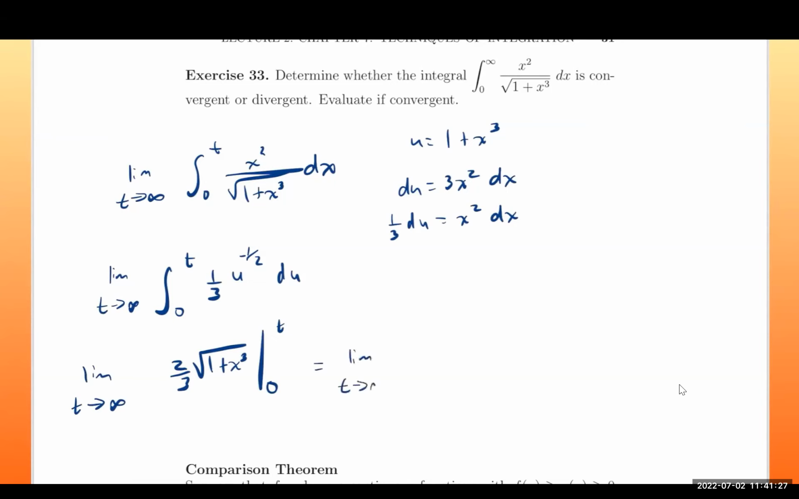So now when you evaluate, you should get the limit as t approaches infinity of 2/3 radical 1 plus t cubed, minus 2/3, that's going to be just radical 1. And because when you substitute infinity into t, this entire term will approach infinity, and infinity minus a constant is infinity. So in this case, the limit does not exist, which means it's divergent.